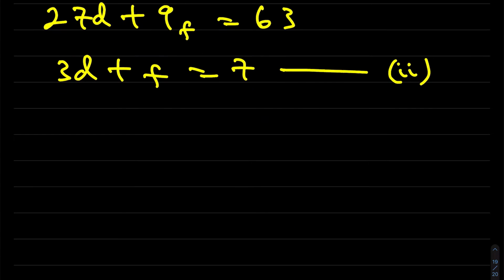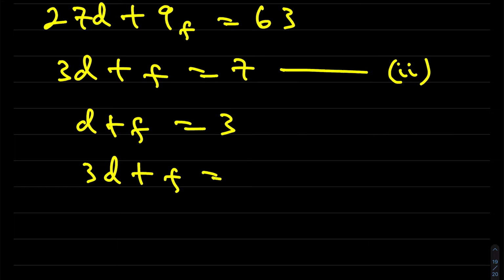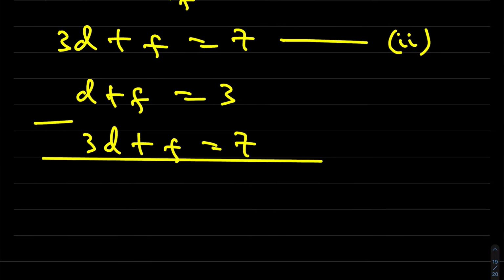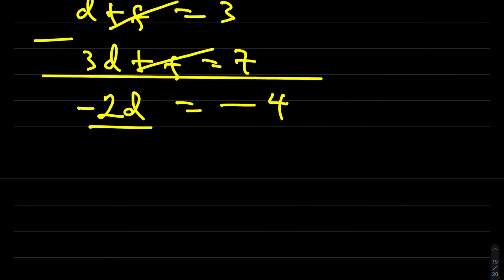Let me write that. d plus f equals 3. And equation 2 is 3d plus f equals 7. Now I want to subtract equation 2 from 1. d minus 3d is minus 2d. f minus f is 0. And that's equal to 3 minus 7, minus 4. If I divide both sides by minus 2, I'm going to get d equals 2.